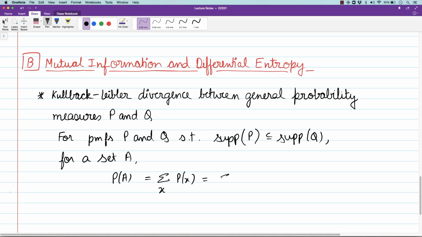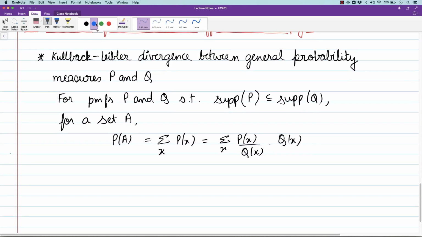I can multiply and divide by Q(x). Note that here we are only looking at those x where P(x) is not equal to 0. And since P(x) is not equal to 0, Q(x) must not also be 0 because of this condition. So I can multiply and divide by Q(x). So we get this. If I denote this ratio by some function g of x, then this probability simply becomes summation over x of g(x) Q(x).